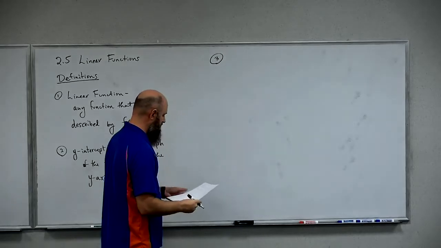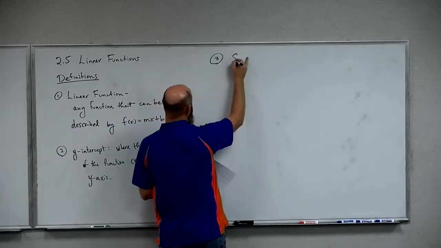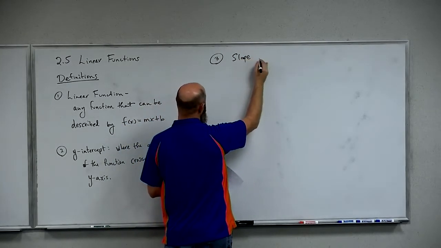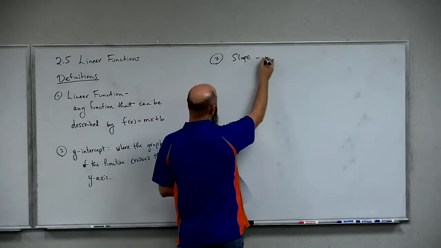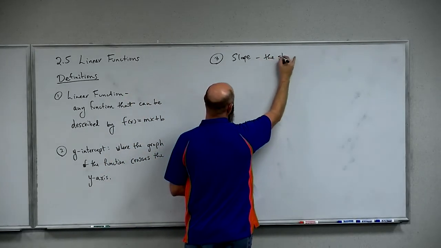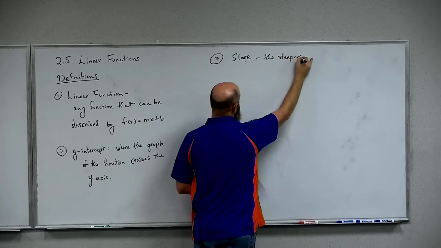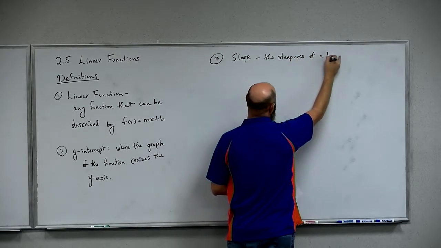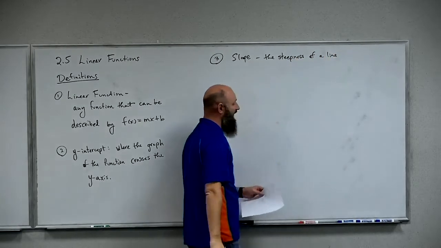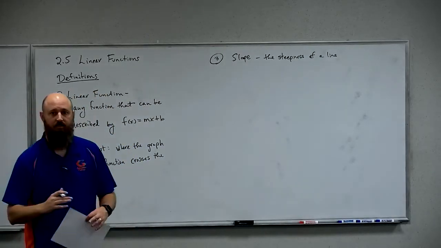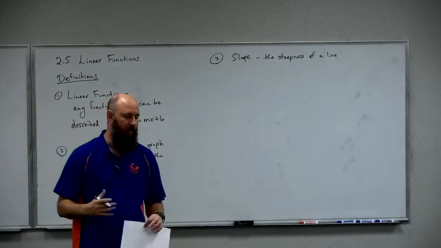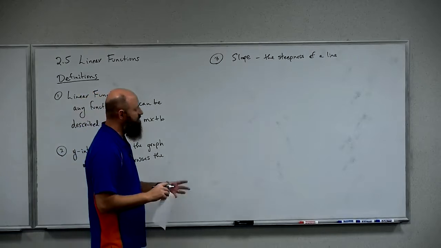Our third definition, probably our biggest one here, is slope. This is one of the most important for us. Slope, this is the steepness of a line. Okay, so how steep is my line? The bigger the number, the steeper it is. So we want to be able to find those. How steep is my line?